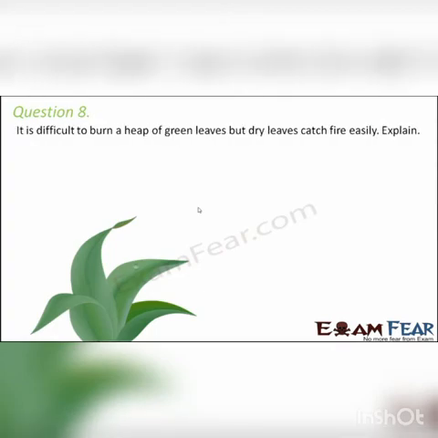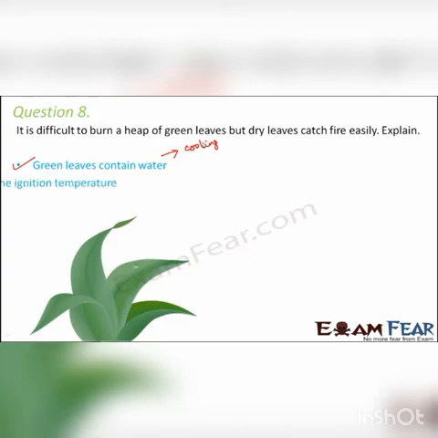Question number 8. It is difficult to burn a heap of green leaves, but dry leaves catch fire easily. Explain. Now, when you talk about green leaves, they contain moisture, they contain water, and wherever we have water, what does it do? It does some cooling. So it tends to reduce the temperature. So the ignition temperature becomes difficult to achieve because the normal temperature gets reduced. So instead of providing heat, due to the presence of water, there is a cooling effect.